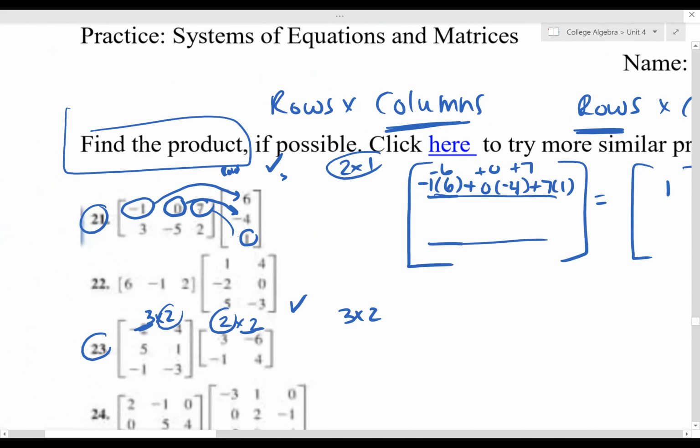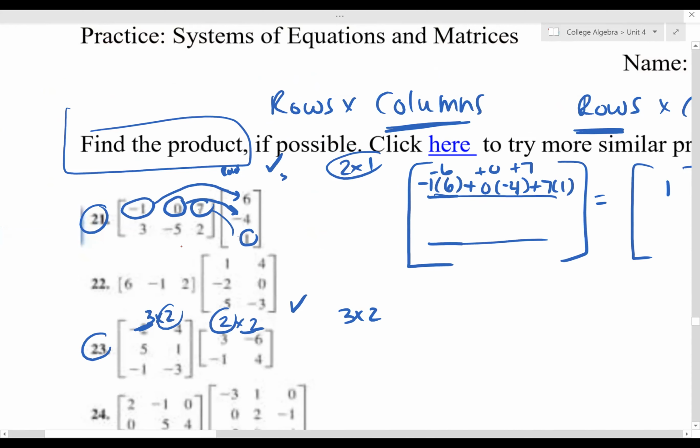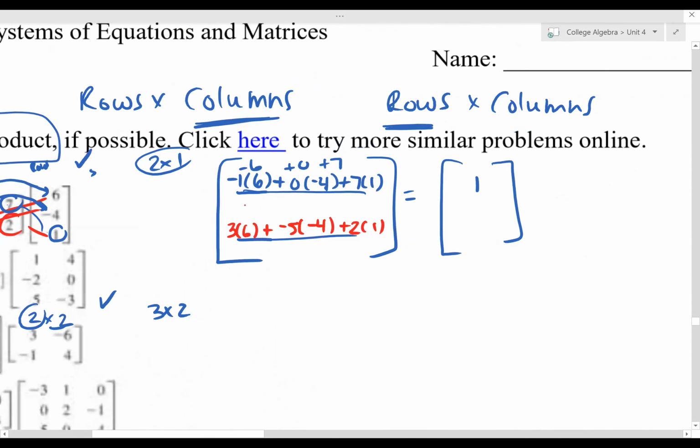Okay, now we're going to move on to the second row. So the sequence of steps is the same, but we now have 3 times the first number, 6, plus -5 times the second number, -4, plus 2 times the third number, 1. Okay, so that's 18 plus 20 plus 2, and that equals 40. So I have a 2 by 1 matrix, and the numbers are 1 and 40.